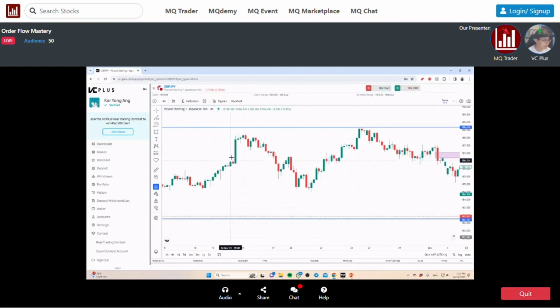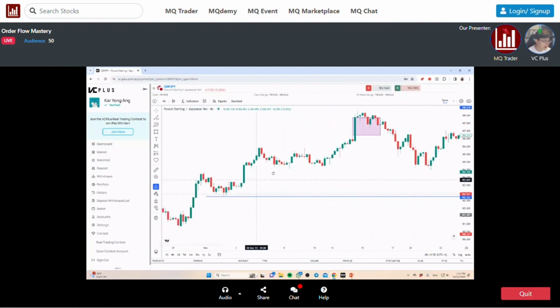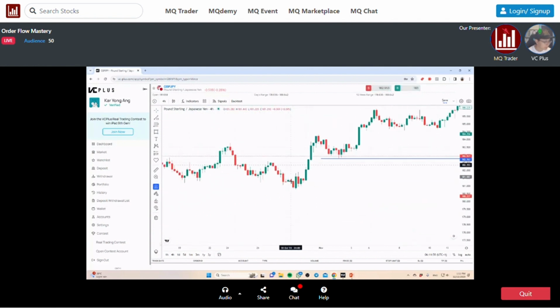For example, look at this gap. This fair value gap here is huge. What does it mean? It means that the momentum is huge. But this is then mitigated. Now there are some gaps that are very, very small.